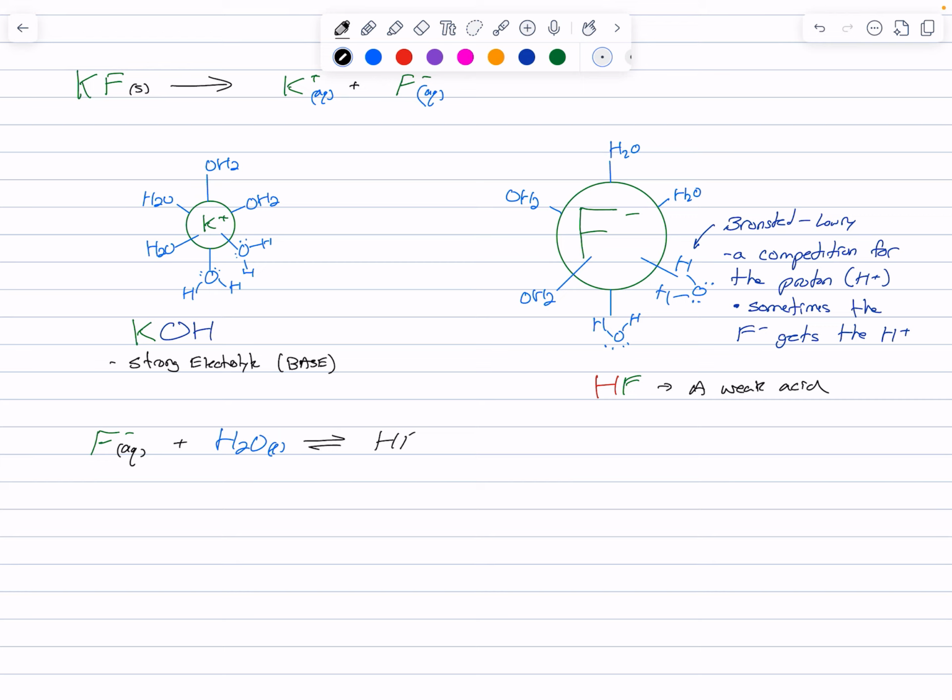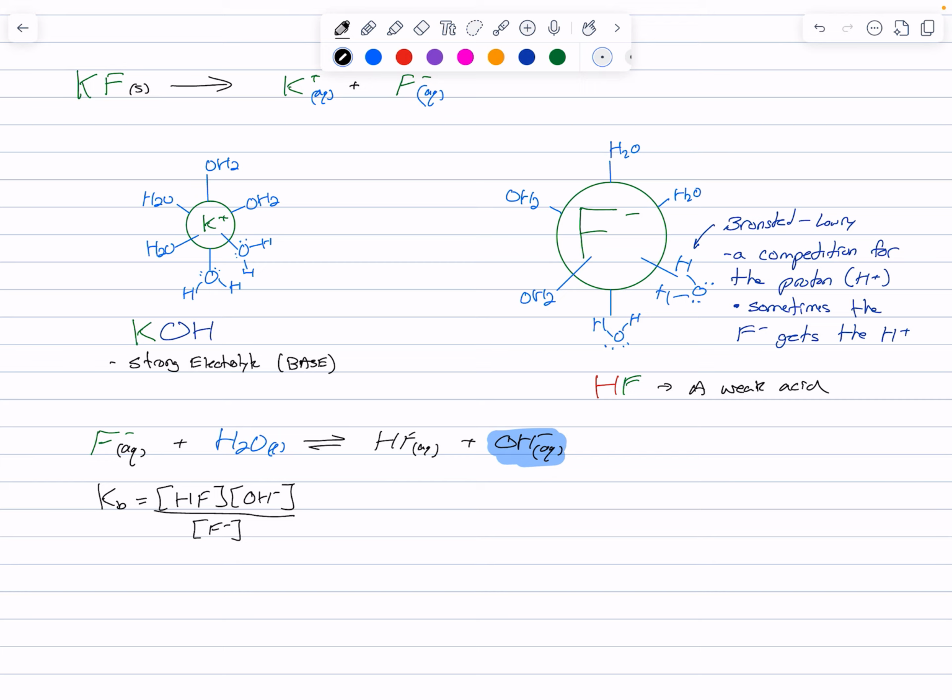You get HF plus OH minus. All right, so that means, and we already know this, fluoride is a base. This is a Kb: the concentration of hydrofluoric acid times the concentration of hydroxide, all over the concentration of fluoride. And so we now know that in potassium fluoride, the potassium is a neutral salt.